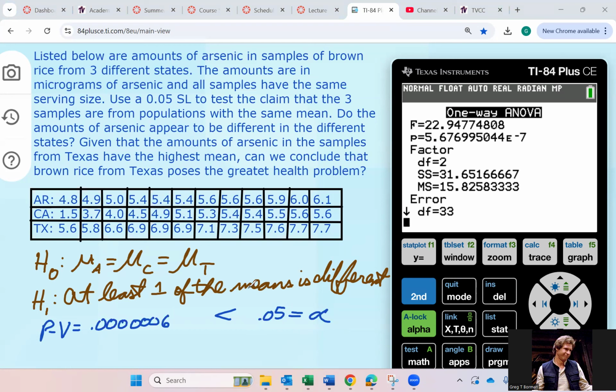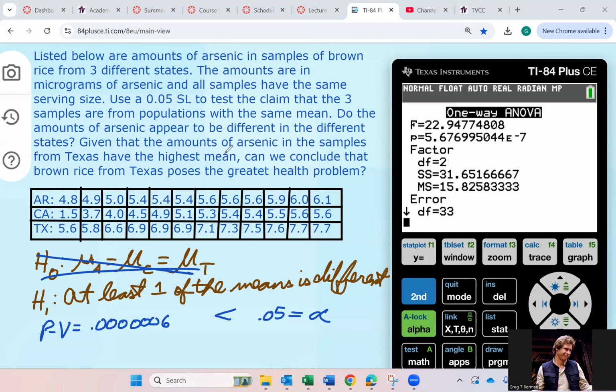Okay. Because when the P is low, the null must go. So we have sufficient evidence. We could say at the 0.05 significance level, there is sufficient evidence to reject the claim that the mean arsenic level in brown rice is the same for rice grown in Arkansas, California, and Texas. It's just not the same amount. All right. So we got that.